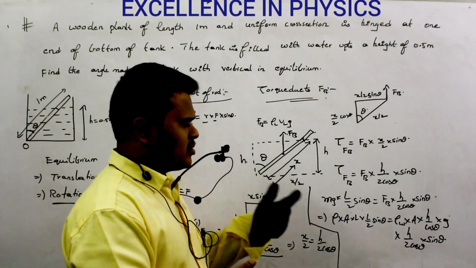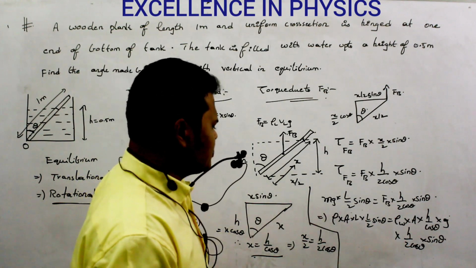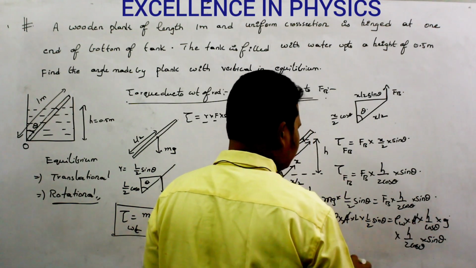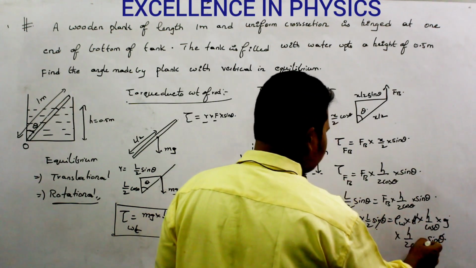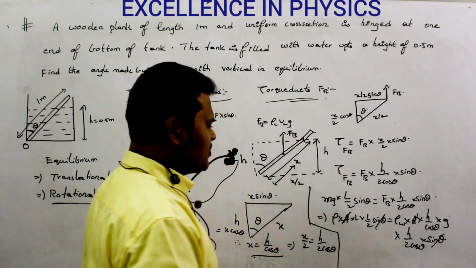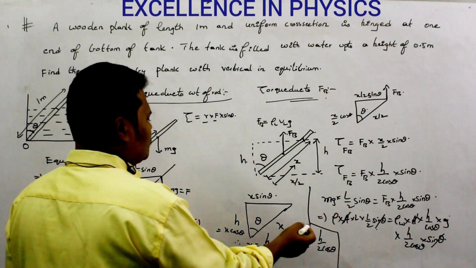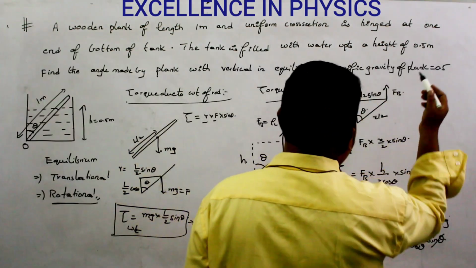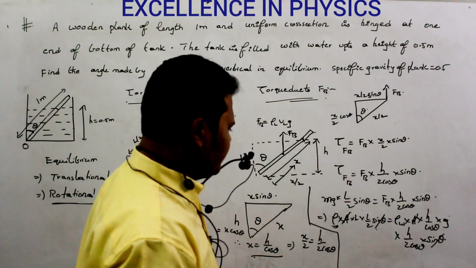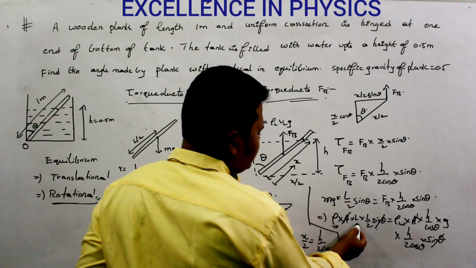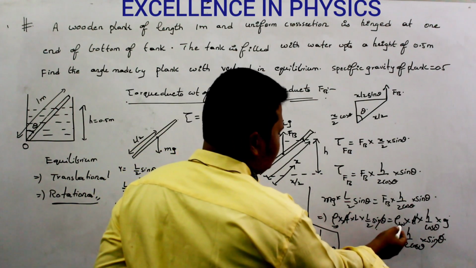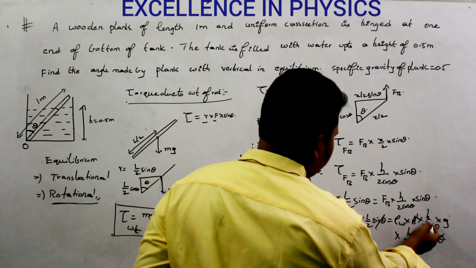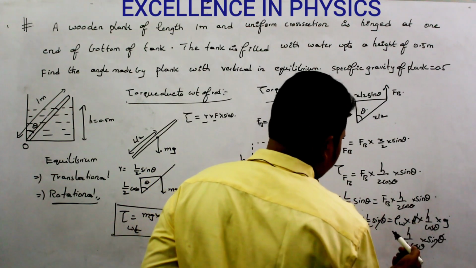So this is the total torque which gets cancelled. One is clockwise torque, another one is anti-clockwise torque. Now what are the terms which get cancelled? Area of cross section, sin theta and sin theta. These are the terms which get cancelled. And now rho, the density of the rod, is already given. Specific gravity of the plank is 0.5 and length of the plank is 1 meter, and density of water we know is 1 gram per centimeter cube, and h value is 0.5, g value is 10.